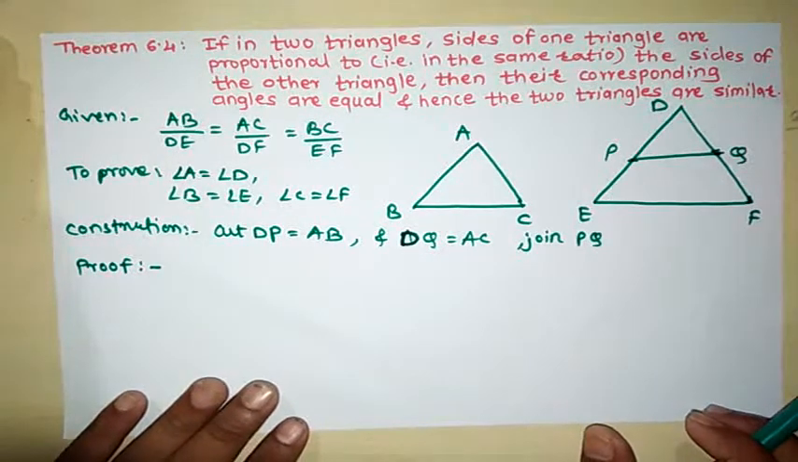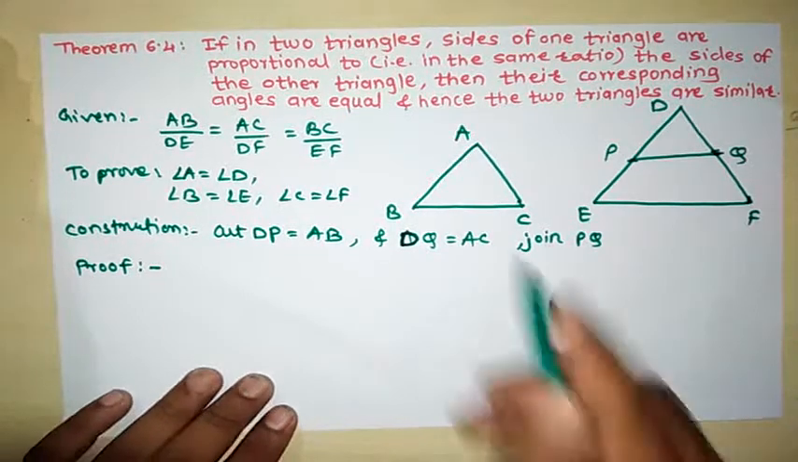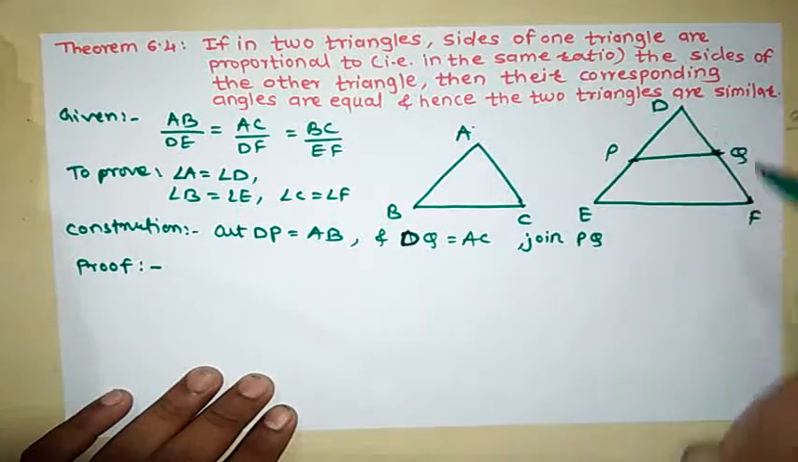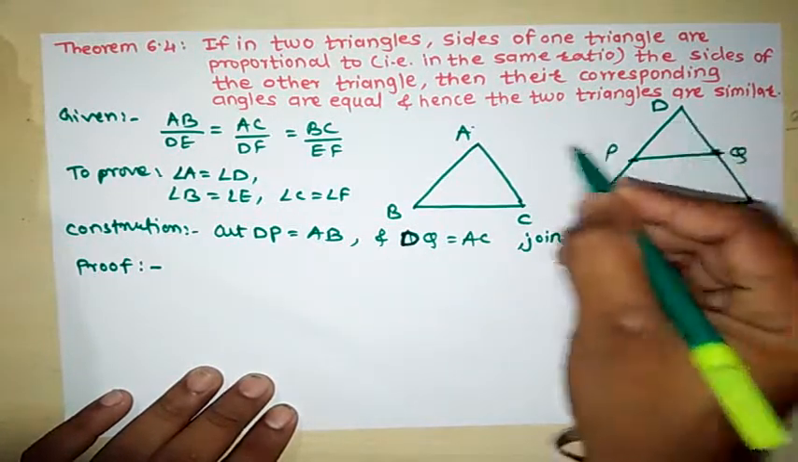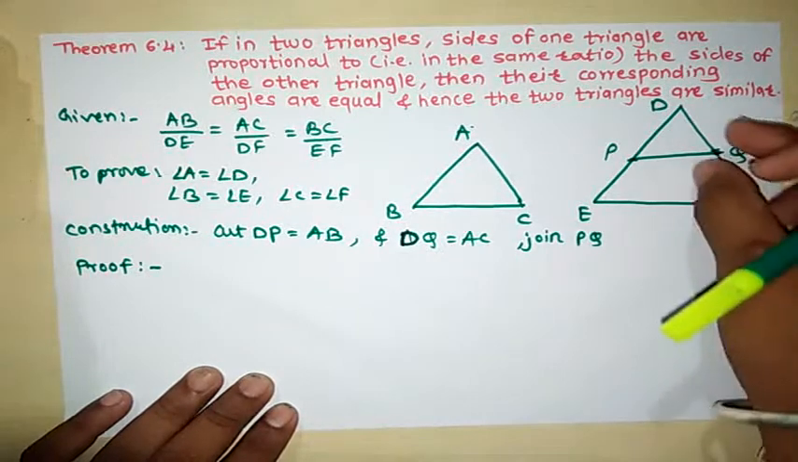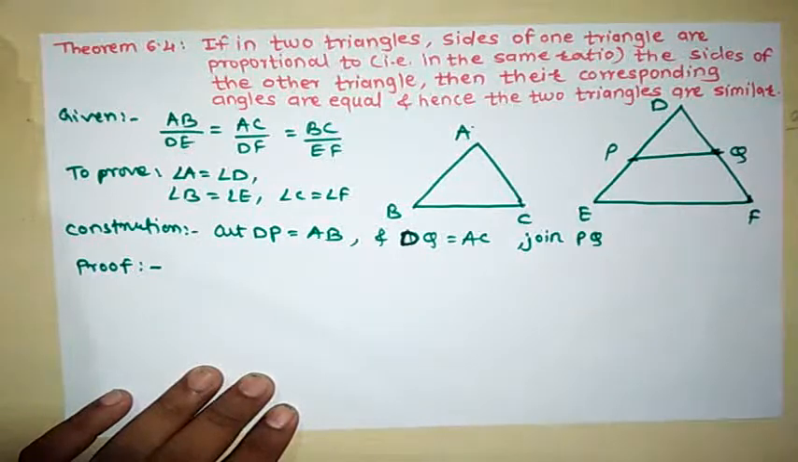To prove this, we have to check whether all the sides are equal or not. See here, AB is equal to DP, we know that by the construction. AC is equal to DQ, we know that by the construction. But what about angle D equal to angle A? No, that only we have to prove here. Therefore, we will use the two triangles, triangle DPQ and triangle DEF. These two triangles we have to use here.